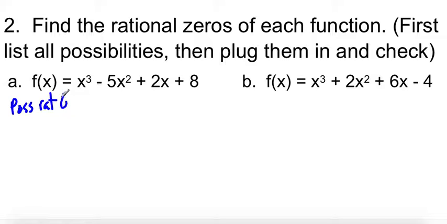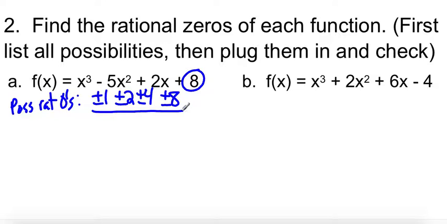On this first one, our possible rational zeros: we take the constant term, which is 8, and we list out all the factors of that. So it could be 1 and 8, it could be 2 and 4, and that's it. They could be negative, right? So it could be positive 1 times positive 8, or negative 1 times negative 8. So all of these are going to be plus or minus.